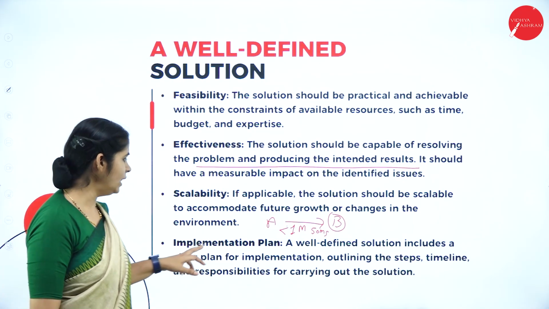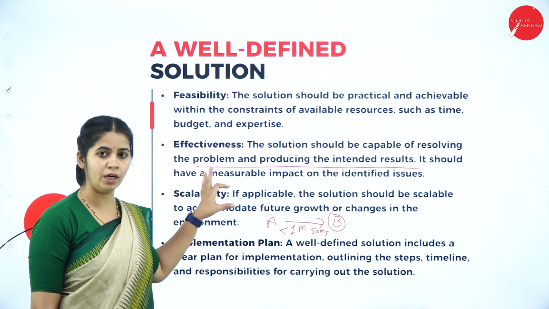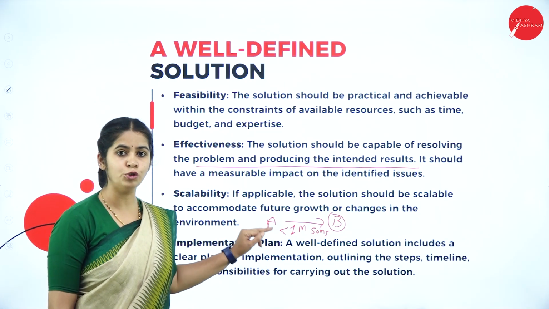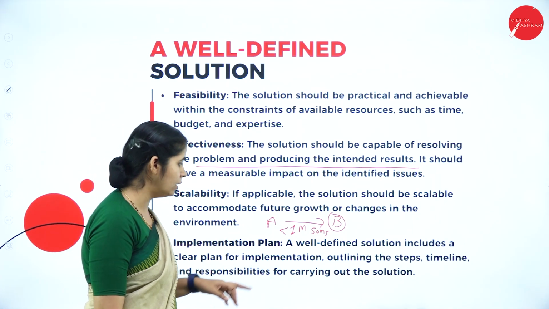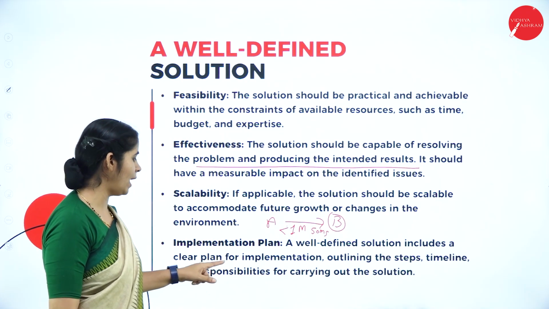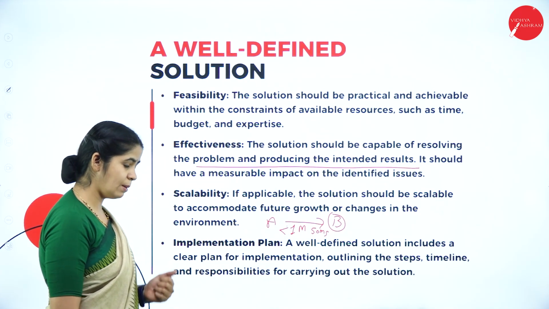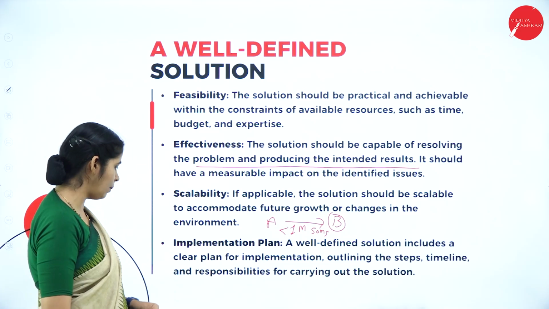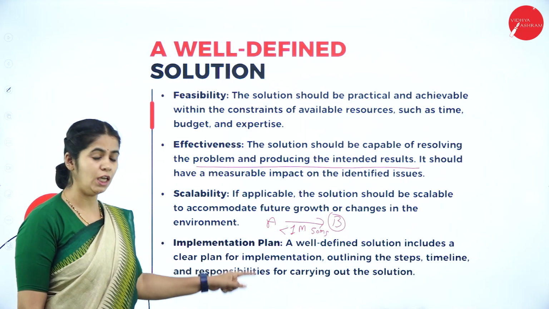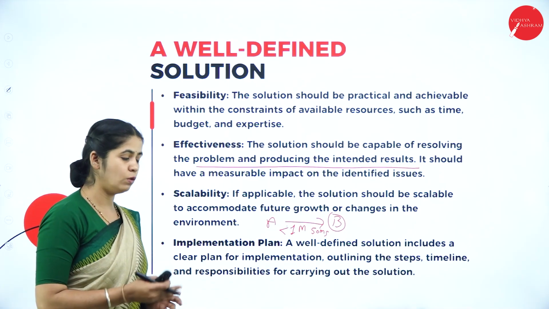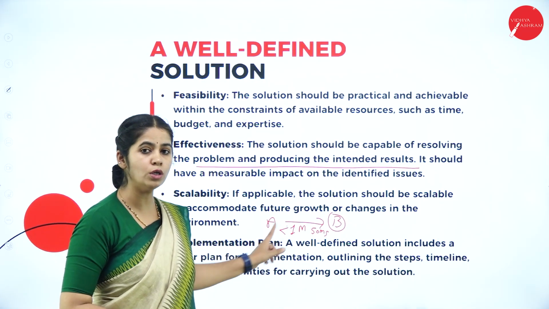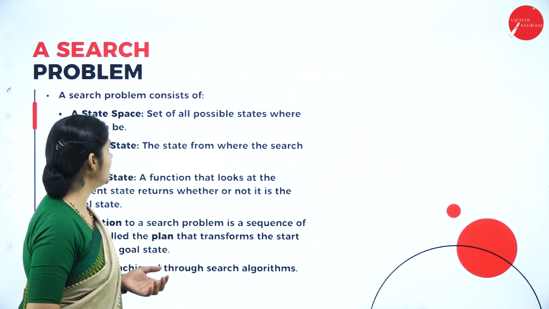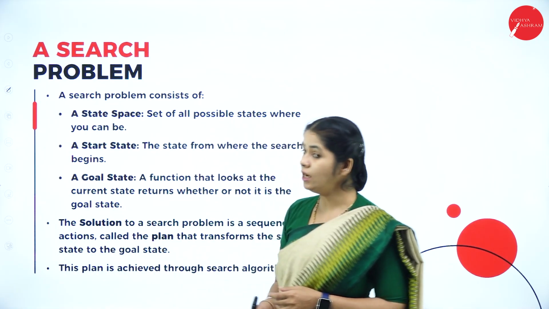improving the solution. Then implementation plan. When you have a perfect problem definition, when you know what the solution should be, that implementation plan should be specific and very clear. A well-defined solution includes a clear plan for implementation, outlining what all the steps we have to take, in how much time each step has to be executed, that is the timeline, and what is the responsibility of each node, the intermediate nodes. All that should be planned perfectly during the implementation time. So these are all the key concepts we have for a well-defined solution.